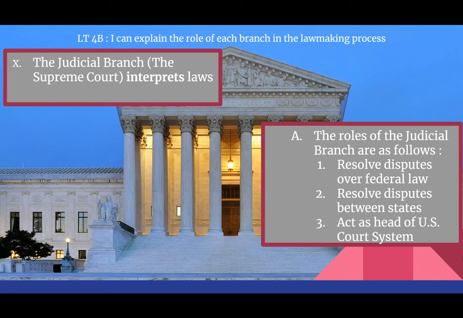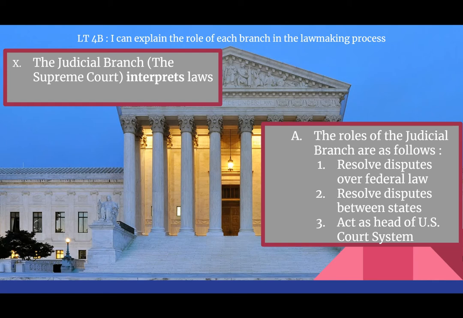So the roles of the judicial branch are resolving disputes over federal law. Remember the different types of laws we looked at yesterday with the supremacy clause. There was the Constitution, federal law, state law, things like that. Federal law kind of trumps all. So they are to resolve disputes over the federal law.